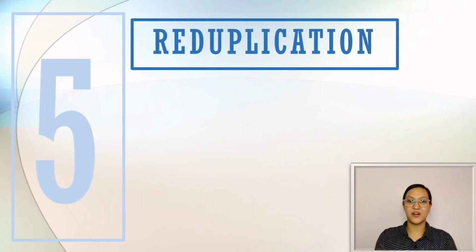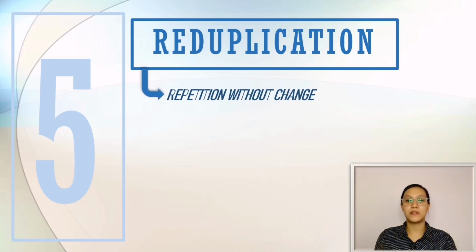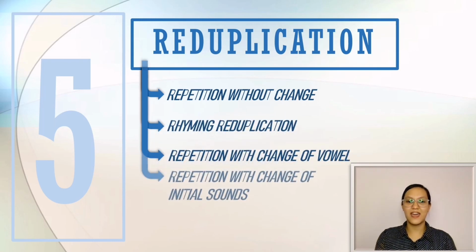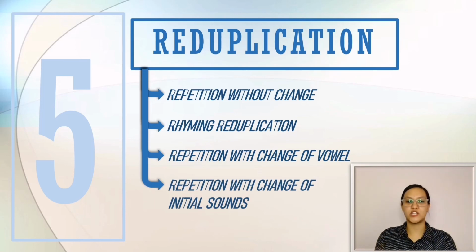Lastly, reduplication. This is a word formation process where a new word is formed by repetition. The techniques of reduplication could be classified in the following manners: repetition without change, rhyming reduplication, repetition with change of vowel, and repetition with change of initial sounds.